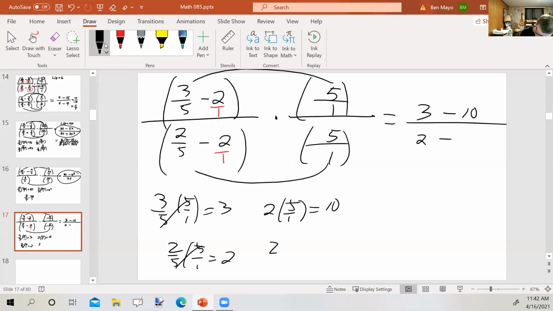minus 2 times 5, I guess there's an implied one there, which is 10. 3 minus 10 is -7. 2 minus 10 is -8. And that could be simplified further down to 7/8.